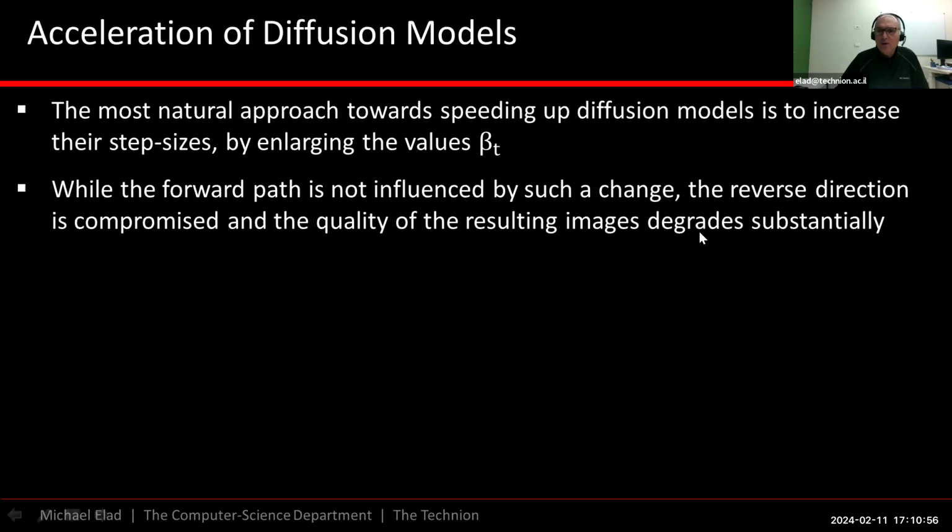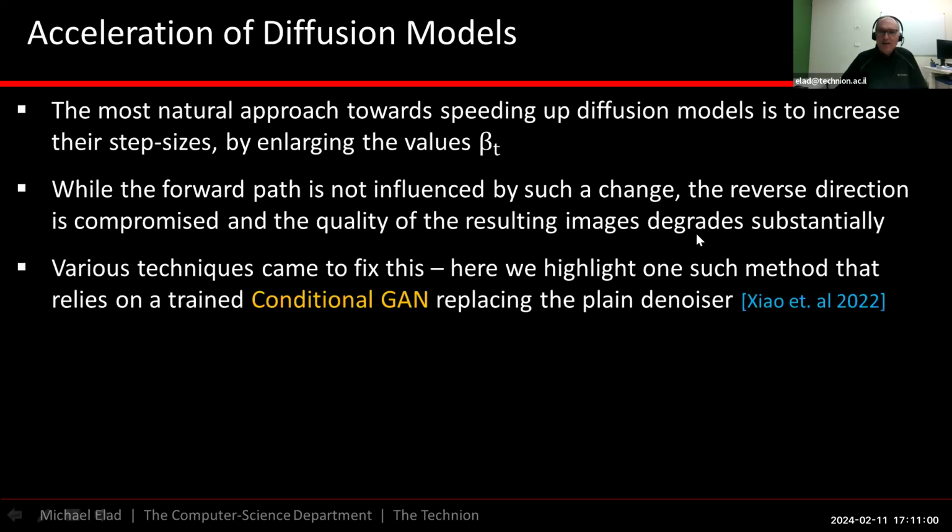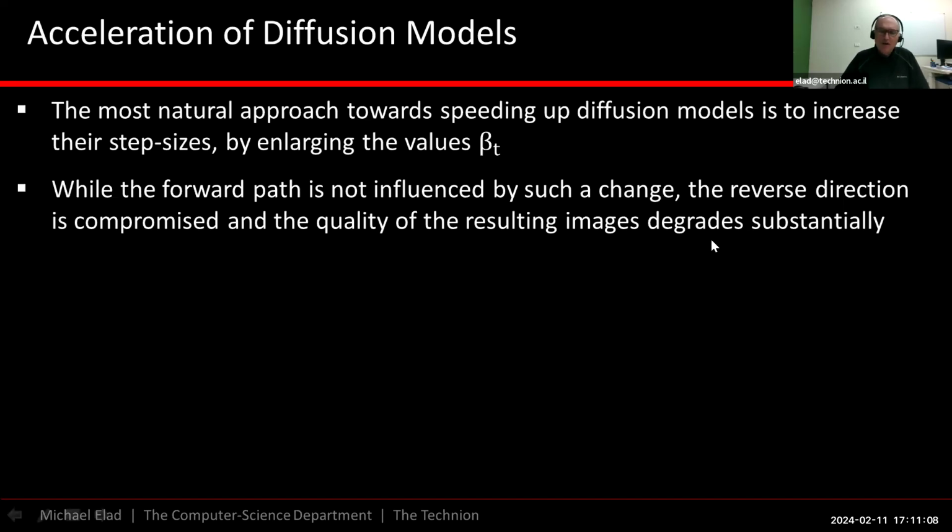But the reverse will be horrible. The reverse will not collaborate. And why? Because in the reverse, suddenly a fundamental assumption is being broken. What is the fundamental assumption? Anyone? What is it that's going to break here?